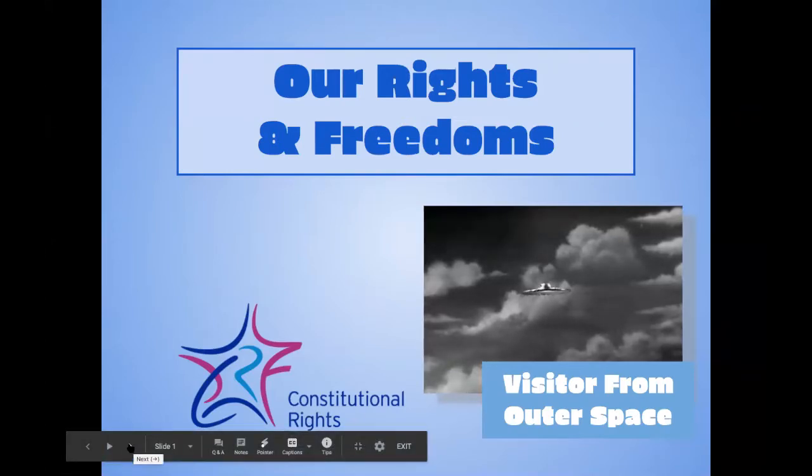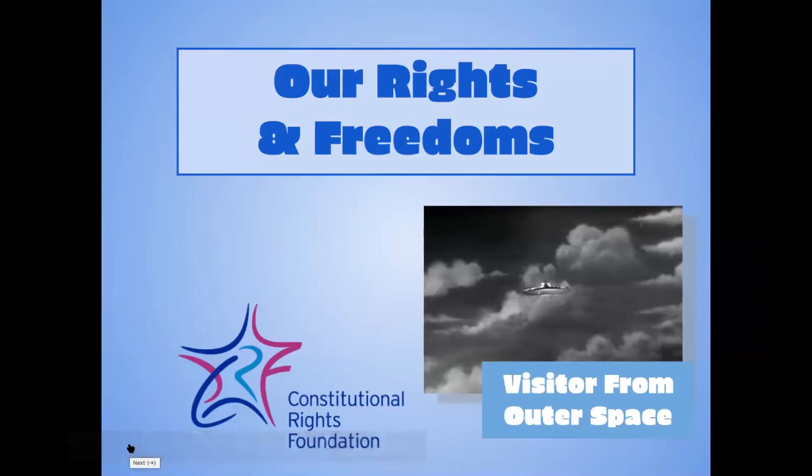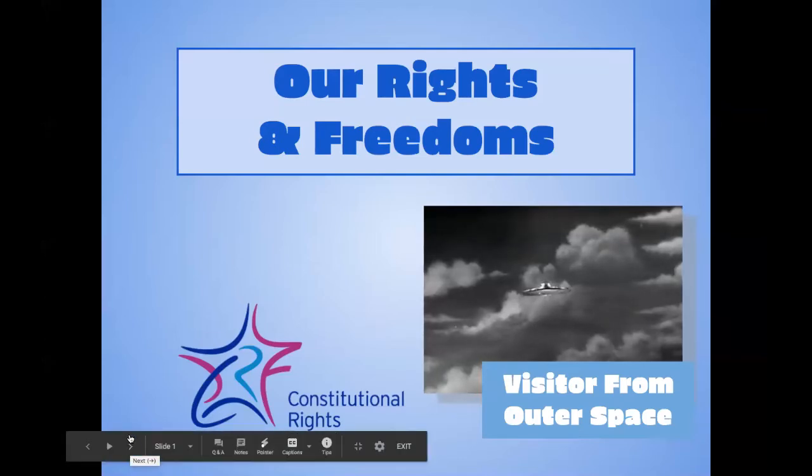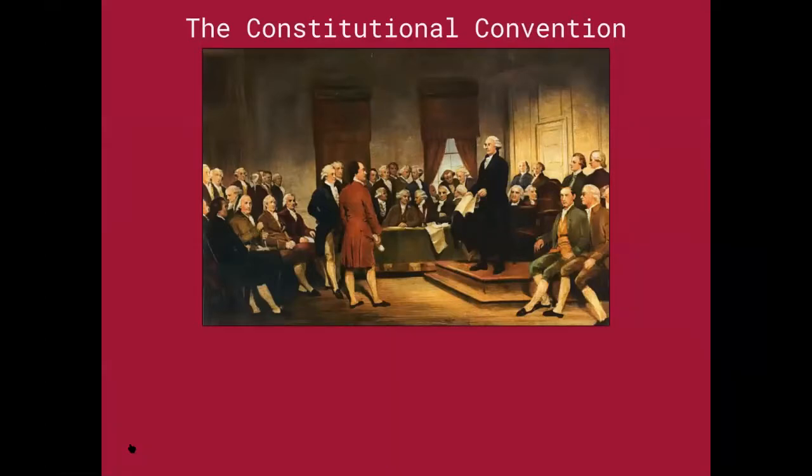But I'd also like to note, if anyone knows where this image comes from, you'll get extra credit points if you put in the chat which movie this particular unidentified flying object originates from. This slide shows you the Constitutional Convention, 1787. And no, this doesn't have to do with a visitor from outer space. But in just a minute, I'm going to show you the shortest summary I can give you of the Constitution, because that'll set up what we're talking about when we talk about rights and freedoms.